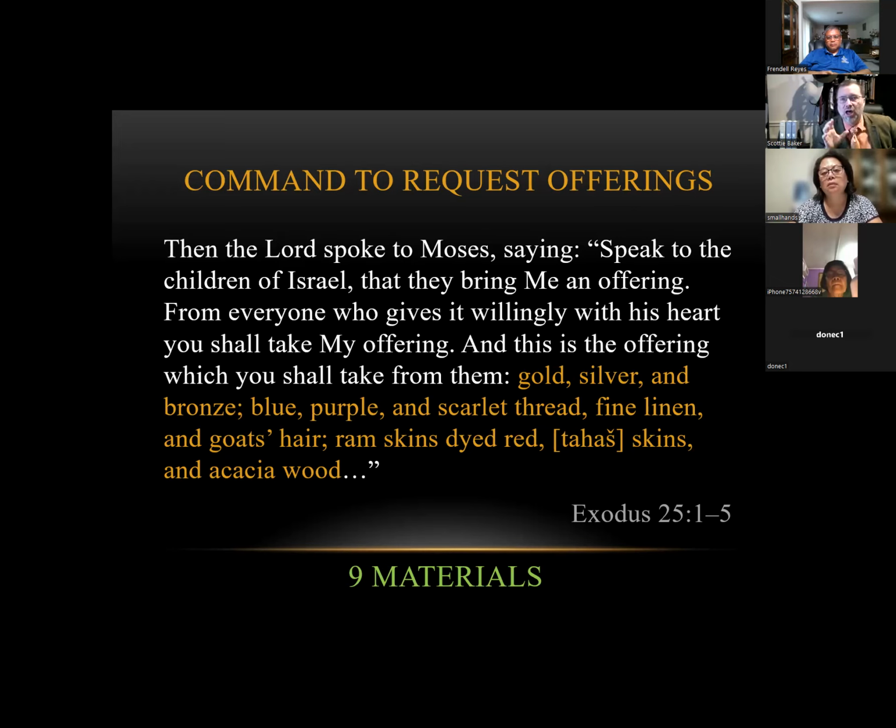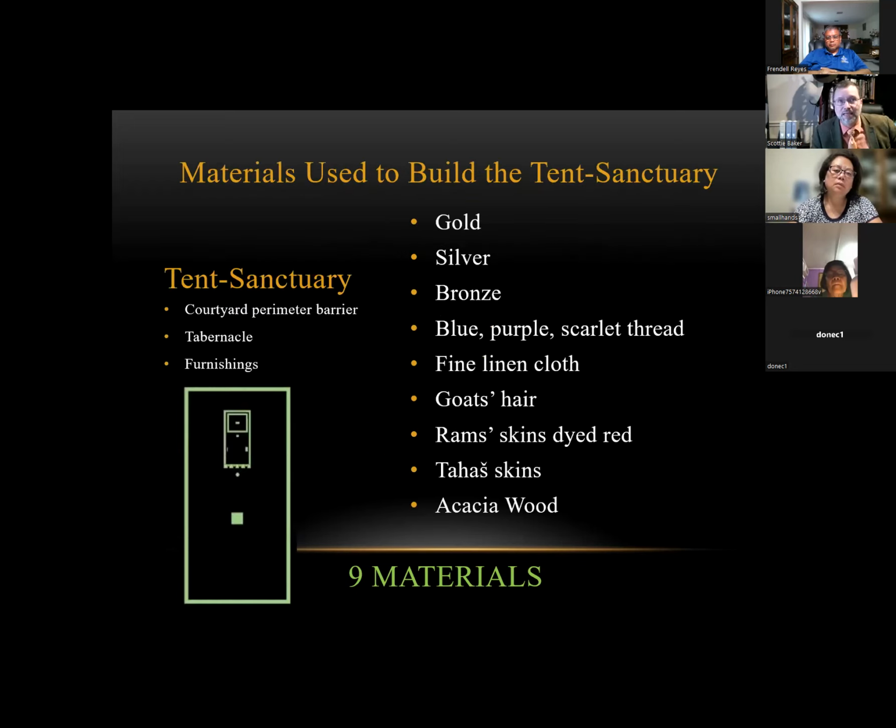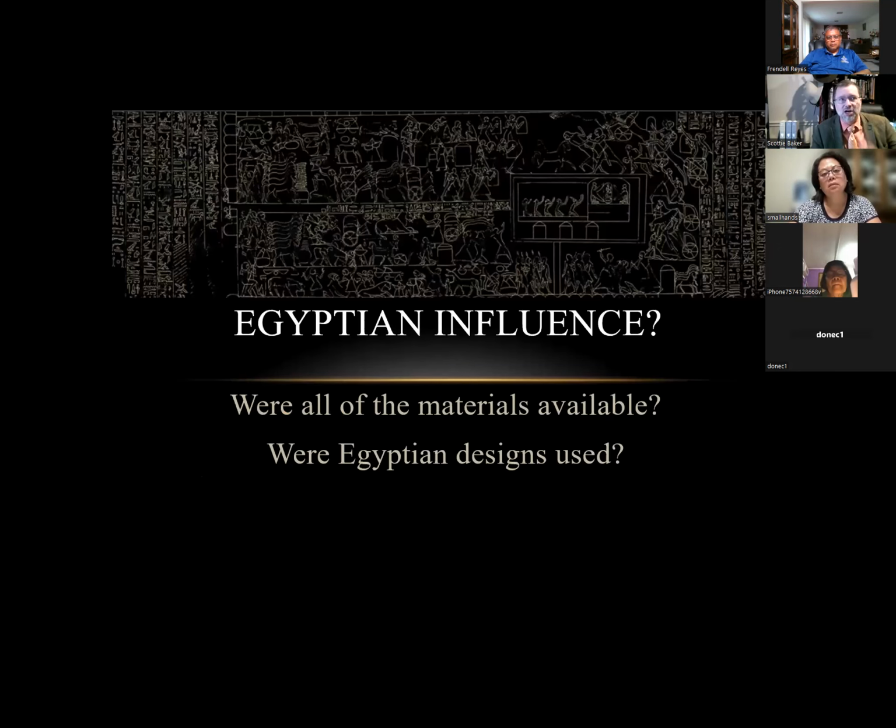I'll talk about all 9 materials. I wanted to know if they were all available, because if they're not all available at the time of the Exodus, then we have a problem. But I'll show you what I discovered tonight. These are those, and this is going to be my standard tonight. I'm going to put a check mark, I guess, as we go through each of these. Let's start with the Egyptian influence.